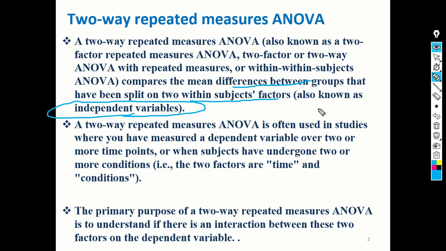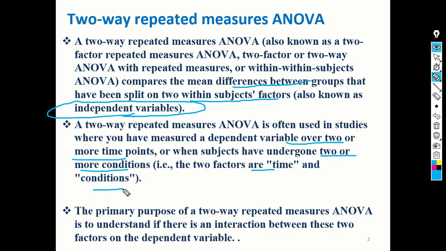So a two-way repeated measures ANOVA is often used in studies where you have measured a dependent variable over two or more time points when subjects have undergone two or more conditions. That means the time and the condition or the drug. So if we have two or more measurements and another predictor variable in addition to time, a condition or a drug or any type of intervention, there will be two independent variables. Each independent variable will have at least two related categories or more than two related categories.